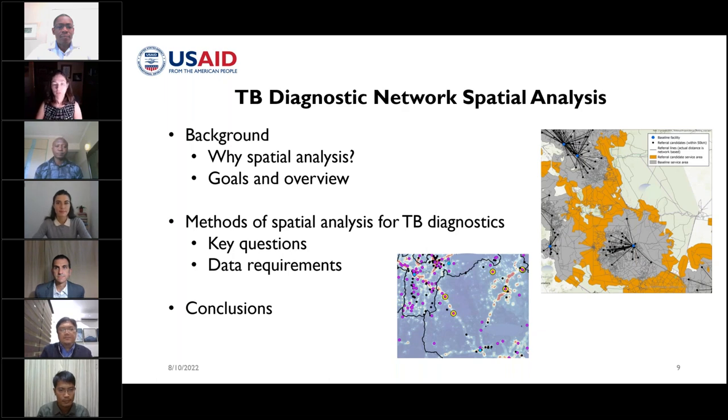So first off, I'm going to talk a little bit about the background of what we're doing, why use spatial analysis, some goals and the overview of what we're doing, and then some methods of spatial analysis for TB diagnostics network analysis using spatial analysis, including the key questions, some data requirements, and then conclusions and an introduction to the next speakers.